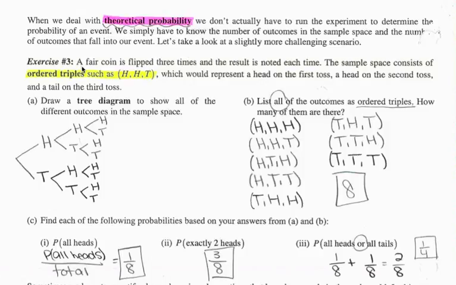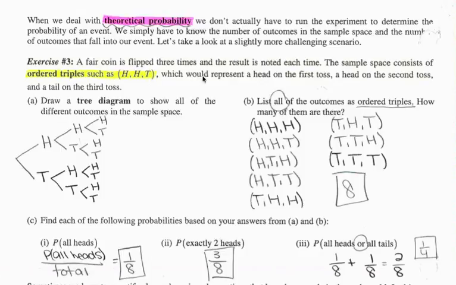On example 3, we're going to work with a coin, and we're going to assume it's a fair one. It's not weighted improperly at all. A fair coin is flipped 3 times, 3 whole times, and the result is noted each time. The sample space consists of the ordered triples. And one example is HHT. That's how it's written.